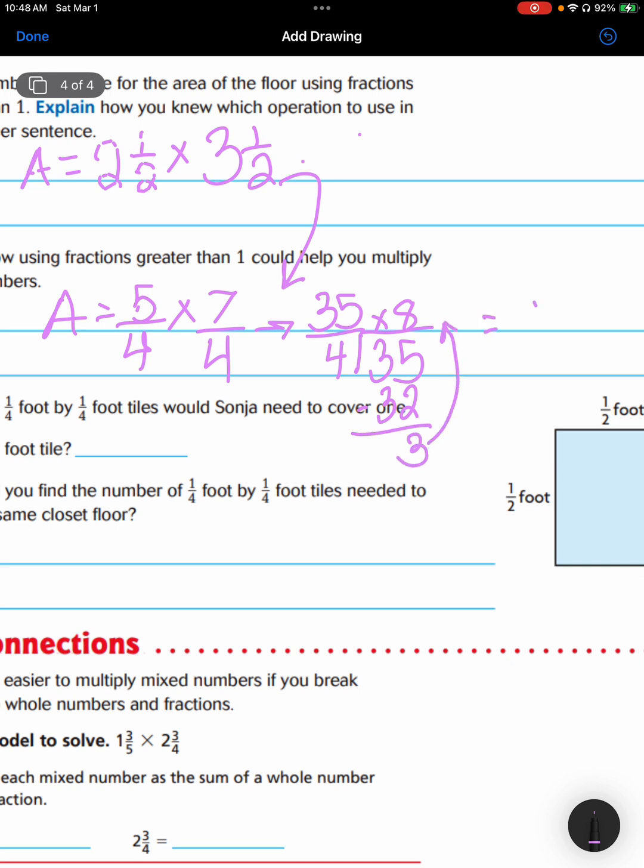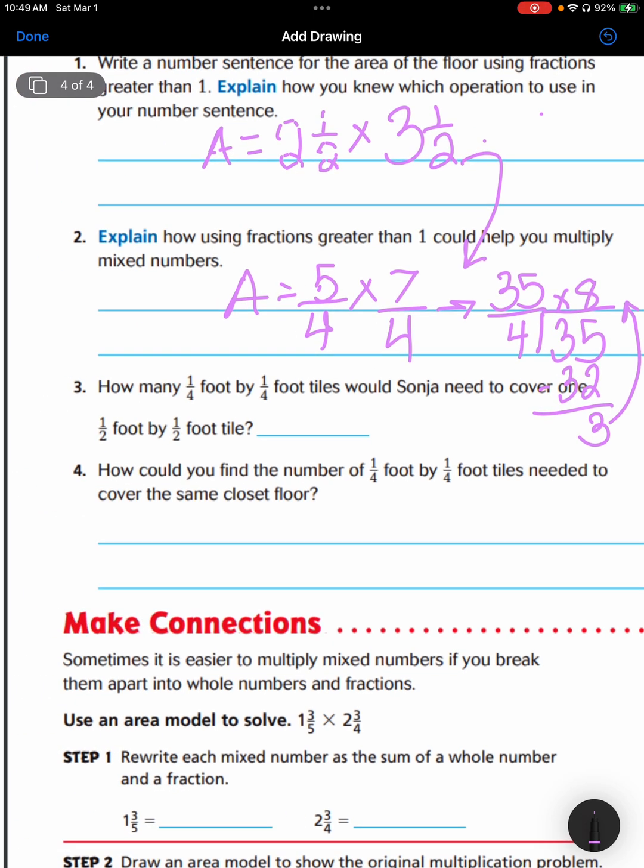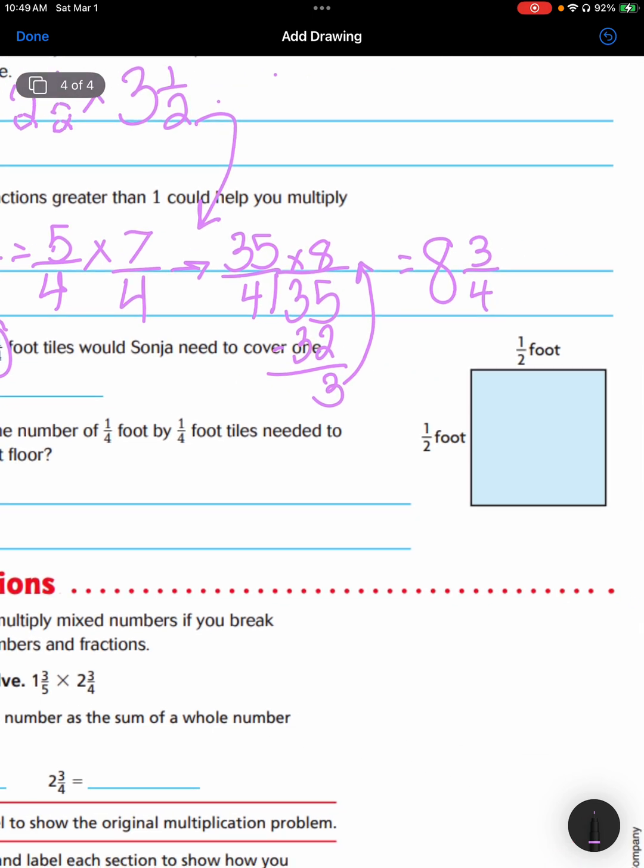So then that's how we end up with our answer of 8 and 3/4 from our first page. So, how many 1/4 foot by 1/4 foot tiles would we need to cover 1/2 by 1/2? So if you think this is a half by a half, if we break it into 4, each of these is going to measure 1/4 because we're splitting it in half again, essentially.